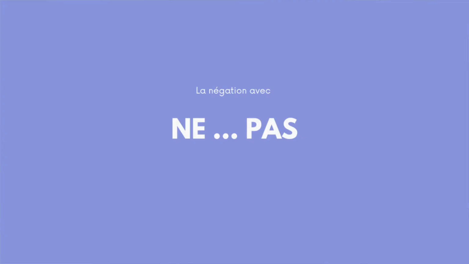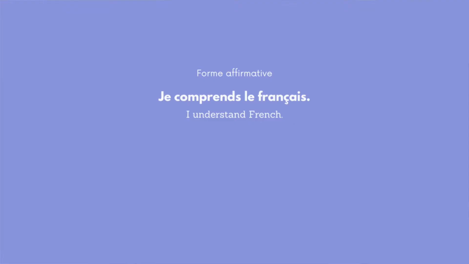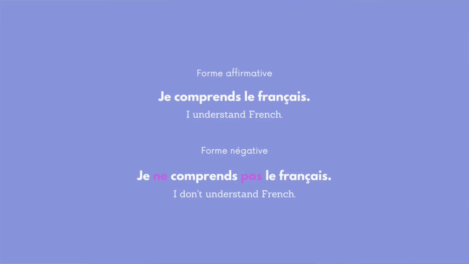First of all, we're gonna see the negation with ne pas. I'm giving you the first example with the affirmative sentence. Je comprends le français. To make it negative, we say je ne comprends pas le français. The negation is always surrounding the verb.